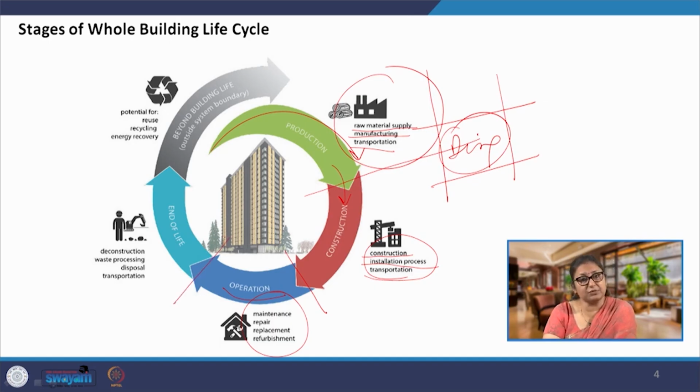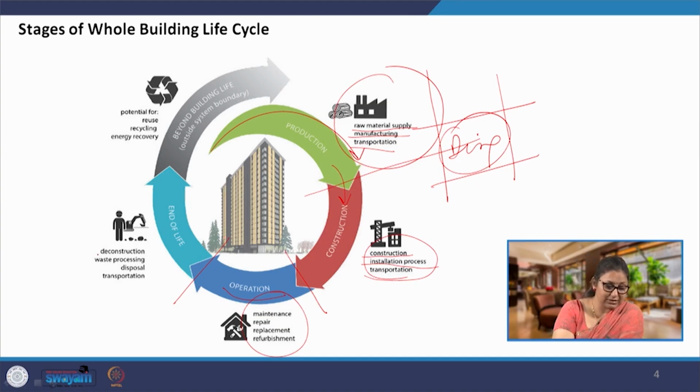Once the building has completed its entire service life, after that it is the end of life phase where the building may be demolished. The material which can be reused, or it can be put into processing, it can be recycled. So, that process will happen.